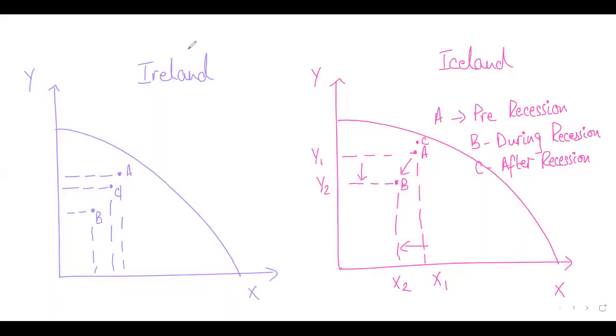Change in quantity and quality of resources. Exactly. Very good. Excellent. So it is when there is a change in the quantity or quality of resources that your production possibility curve will shift outwards or inwards. Is this clear? Does this make sense?